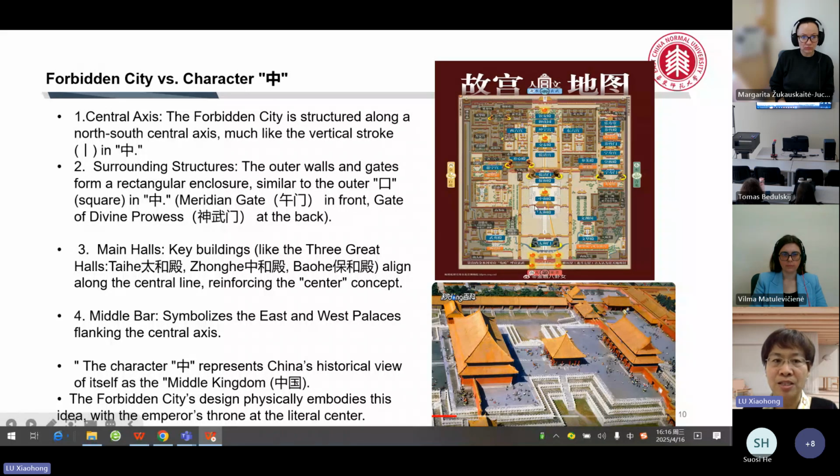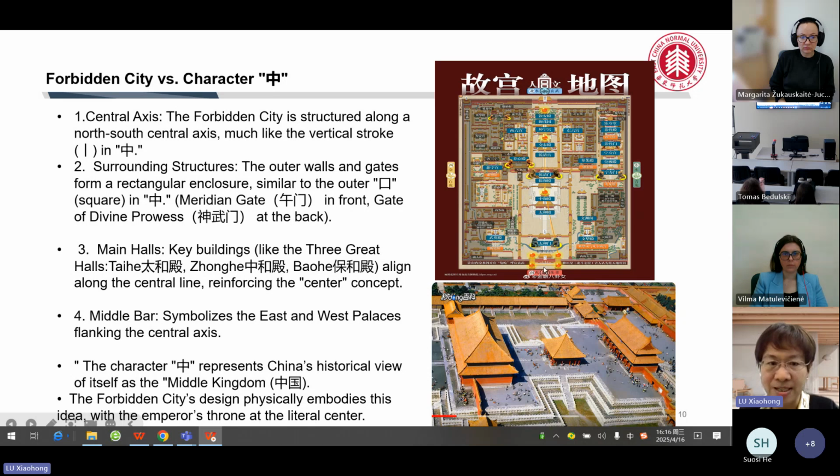For the surrounding structures, the outer wall and the gate form a rectangular enclosure. So it's an enclosure. This is the outer wall, and then inside we also have an inside wall. This is similar to what we call the outer enclosure, also pronounced as a radical, pronounced wei. It means square, as in the Chinese character Zhong.